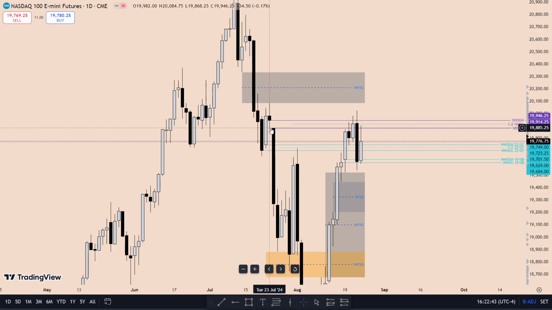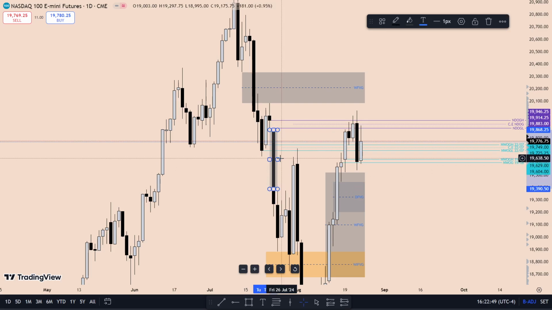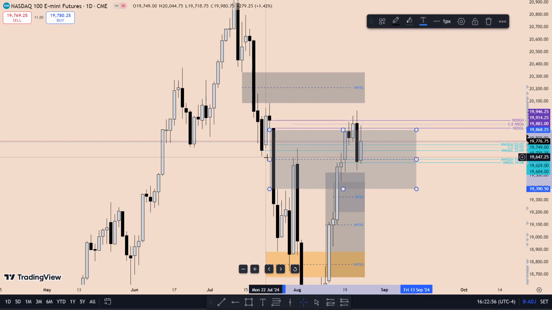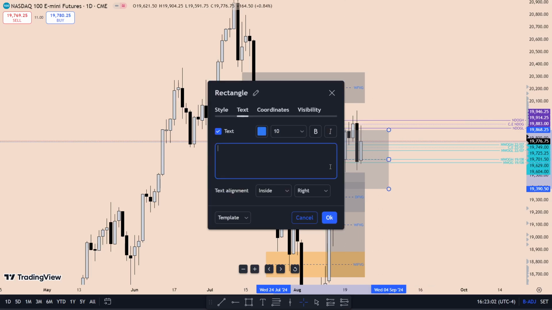Cool. So let's annotate. I'm going to annotate this one. And that consequent encroachment of this daily FVG lines up very nicely with the high of the most recent new week opening gap, which is beautiful. So let's put that in as daily FVG.